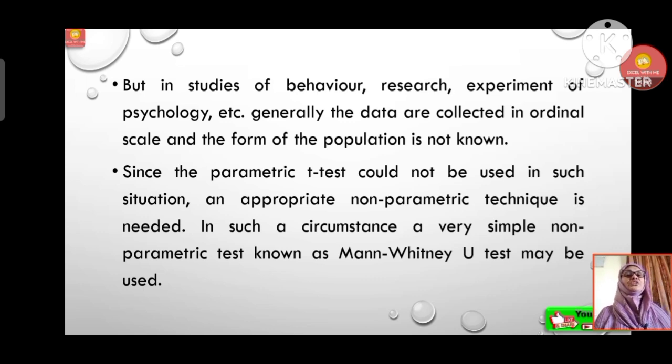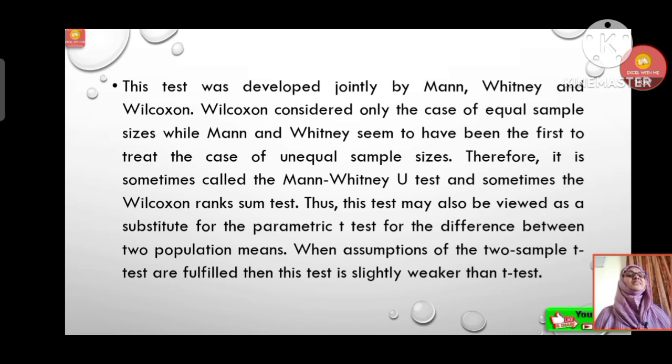This test was developed jointly by Mann and Whitney and Wilcoxon. Wilcoxon considered only the case of equal sample sizes, while Mann and Whitney seem to have been the first to treat the case of unequal sample sizes. Therefore, it is sometimes called the Mann Whitney U test and sometimes the Wilcoxon rank sum test. Thus, this test may also be viewed as a substitute for the parametric t-test for the difference between two population means. When the assumptions of the two sample t-test are fulfilled, this test is slightly weaker than the t-test.